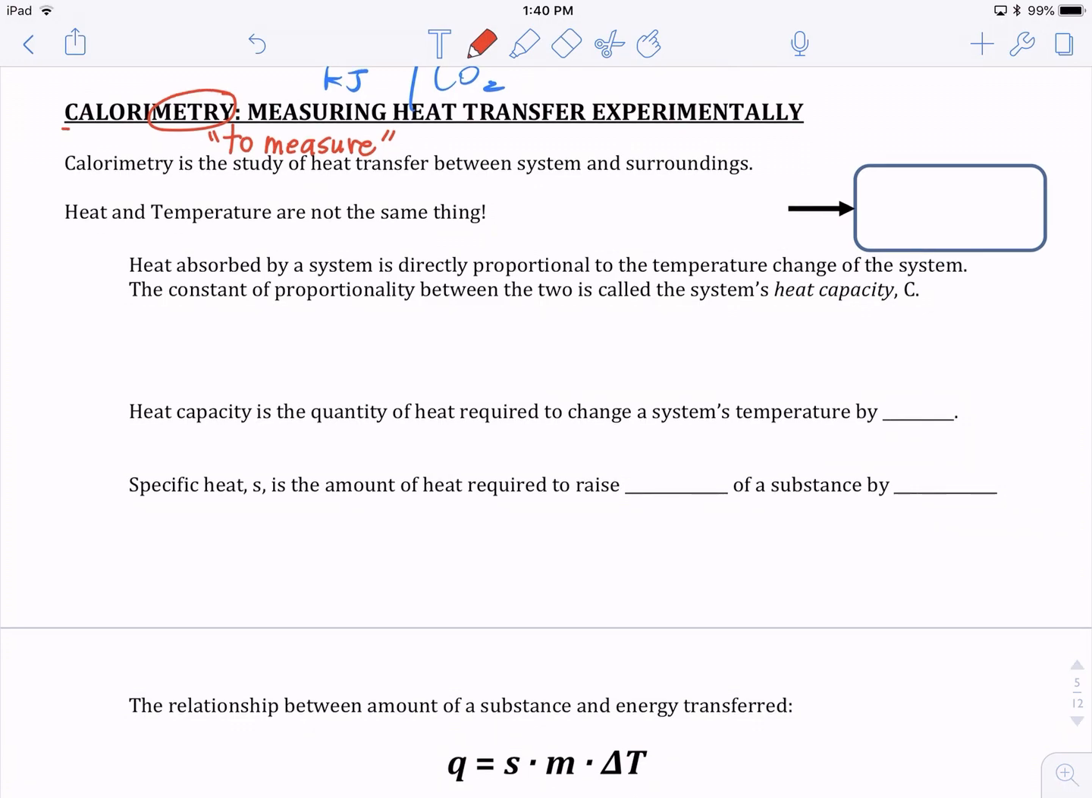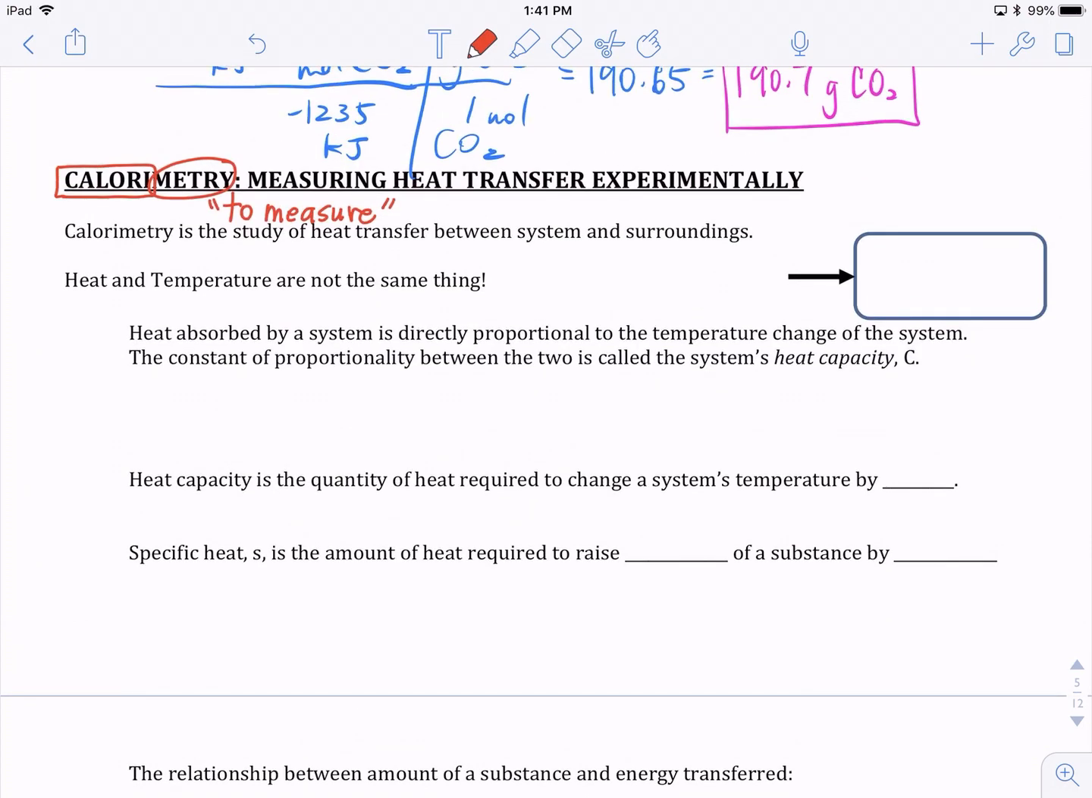And calorie comes from, I think, originally Latin. Calor is heat, and then the E was added by the French. So calorie is our heat. So to measure heat, and that's what we're going to look at. How do we measure heat transfer? So, the study of heat transfer between system and surroundings.